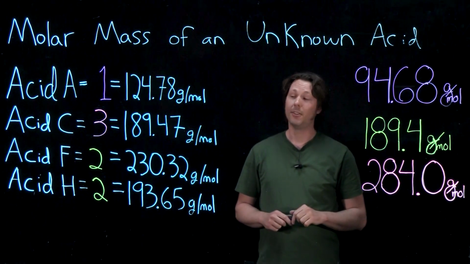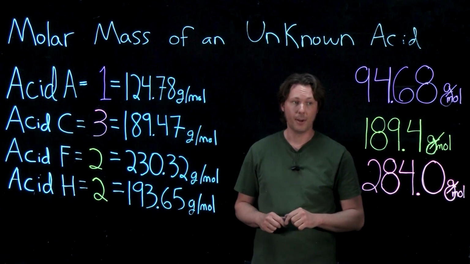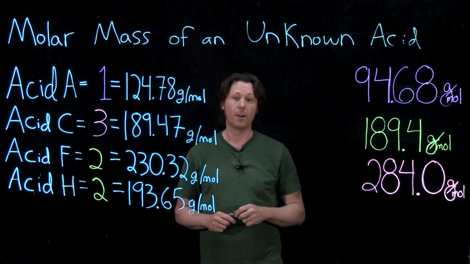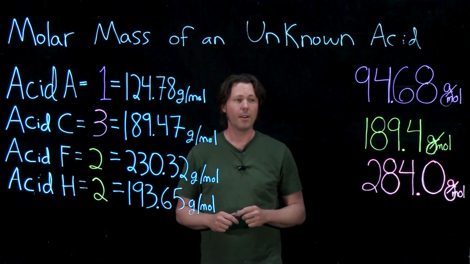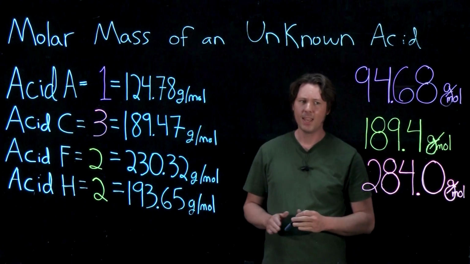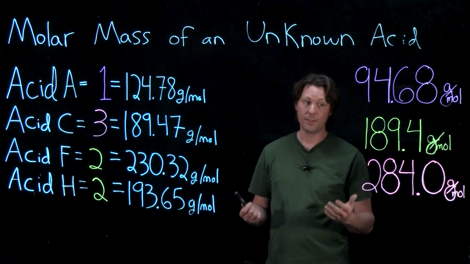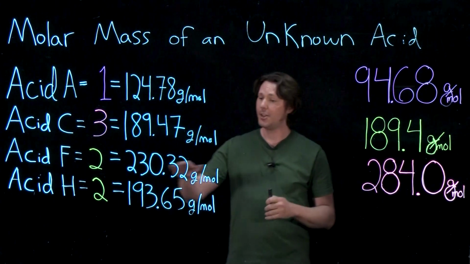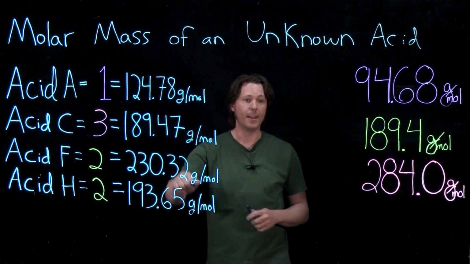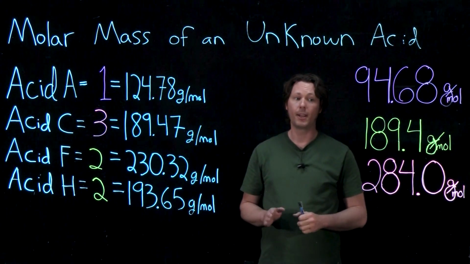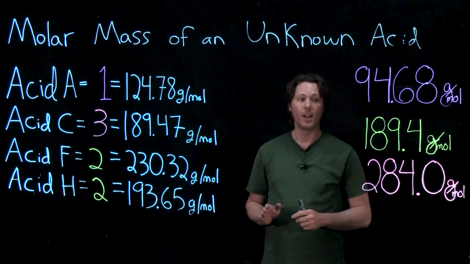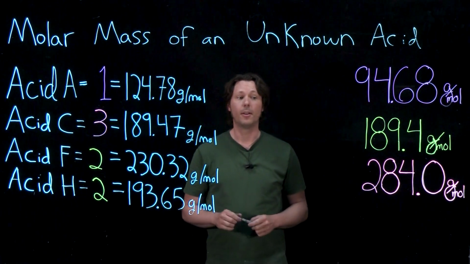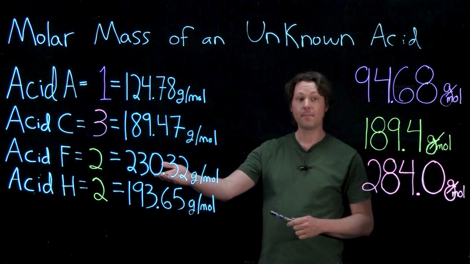However, since acid C is known to be triprotic, whilst our unknown's molar mass only calculates as 189.4 if we assume it's diprotic, our unknown probably isn't acid C. The next best match is, once again, 189.4 to acid H's 193.65. Acid H is also diprotic, and at 189.4 grams per mole, we're assuming our unknown is diprotic as well. Therefore, our unknown acid is most likely acid H.